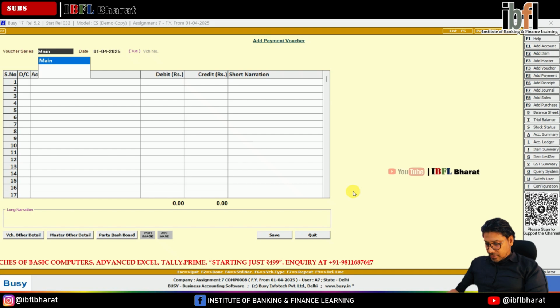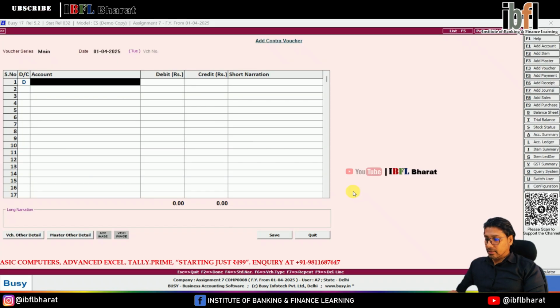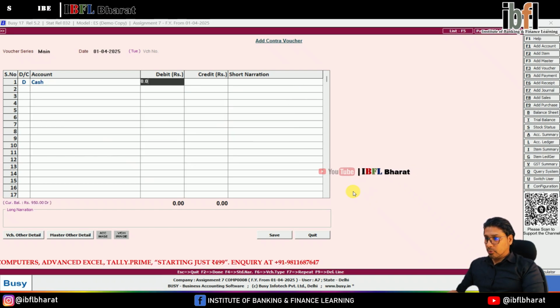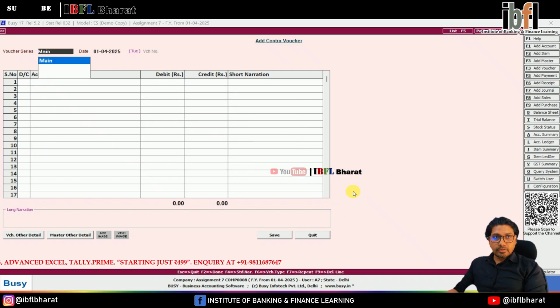Next entry we are having is drew from bank for office use. Contra voucher for this, and withdrawal we are making. That's why cash will be on the debit side. Amount is 1,000 rupees, and credit bank. So this is the last entry of this assignment.